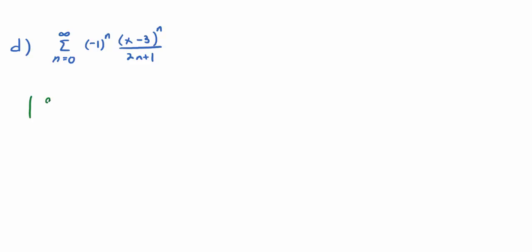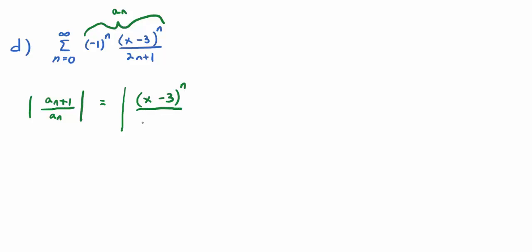You're going to find the absolute value of a sub n plus 1 over a sub n. Now, so this is a sub n. What part of a sub n can I lop off because of the absolute values? (-1)^n. Just keep life simple. The absolute value splits up over multiplication and division, so you can lop that part off. In other words, you could separate it to be the absolute value of (-1)^n times the rest of that stuff. And of course, the absolute value of (-1)^n is just 1. So what's left then is the absolute value of (x minus 3)^n divided by 2n plus 1.